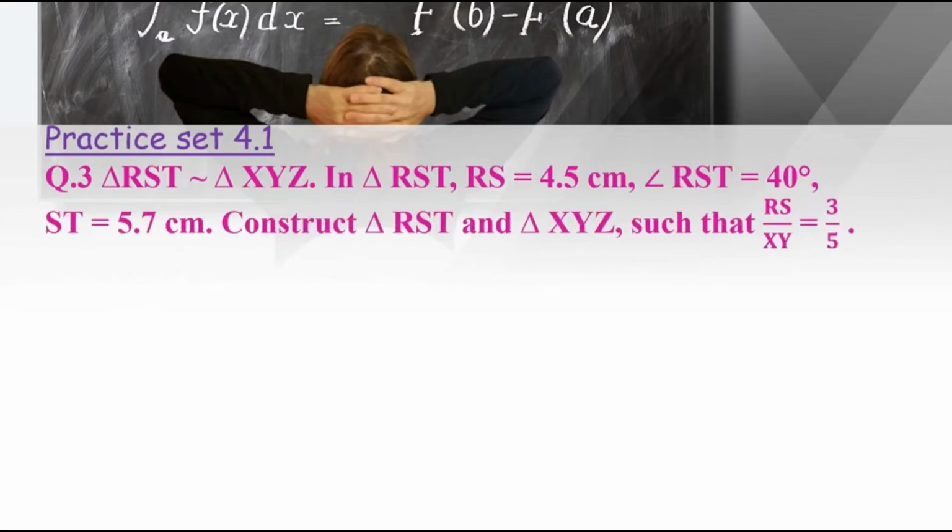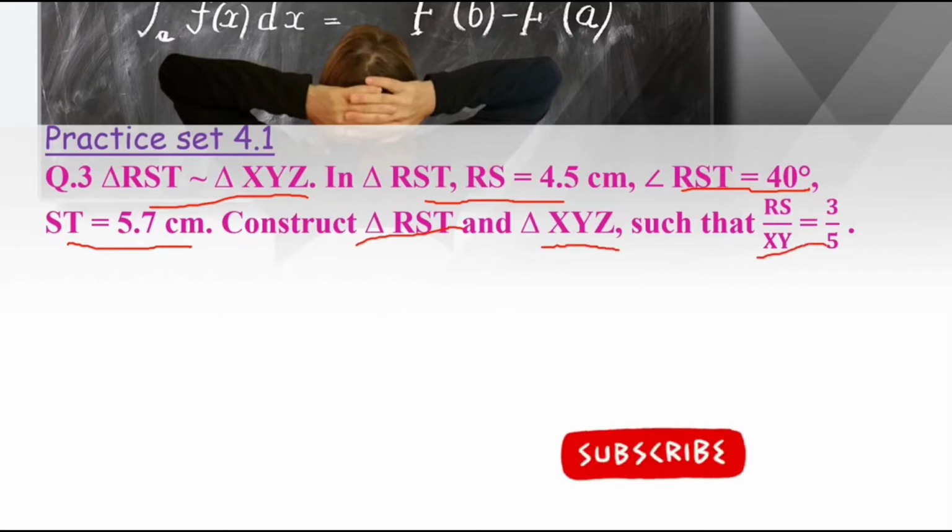Triangle RST is similar to triangle XYZ. In triangle RST, RS equals 4.5 cm, angle RST equals 40 degrees, and side ST equals 5.7 cm. Construct triangle RST and triangle XYZ such that RS upon XY equals 3 upon 5.